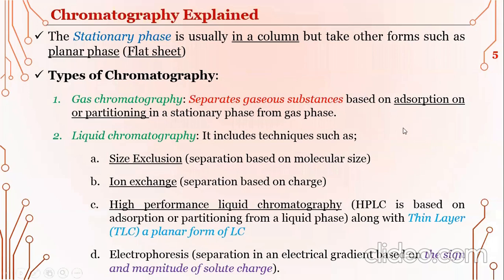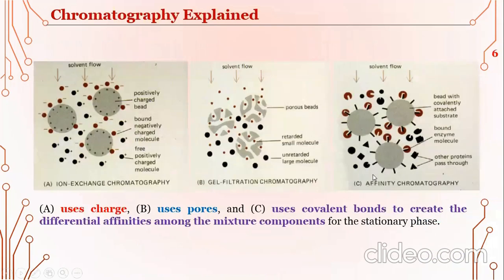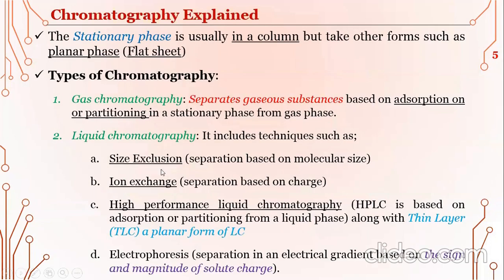And next to it, these are some visual explanations for some of the types of chromatography. The first type is ion exchange chromatography. We have already talked about that previously. So in ion exchange, what actually is occurring? We have talked about this ion exchange chromatography, this one.